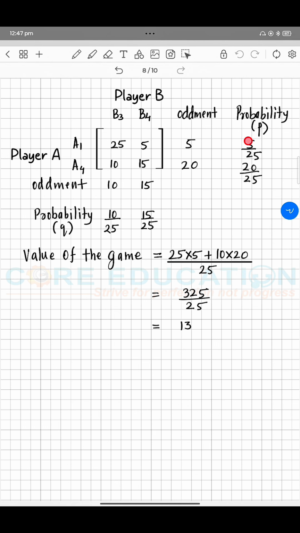So 5 divided by its total, 20 plus 5, 25. 20 divided by its total. Similarly, 10 divided by the total, 15 divided by the total. And the value of the game is 25 multiplied by 5 plus 10 multiplied by 20, divided by the total, 25. So the value of the game is 13.